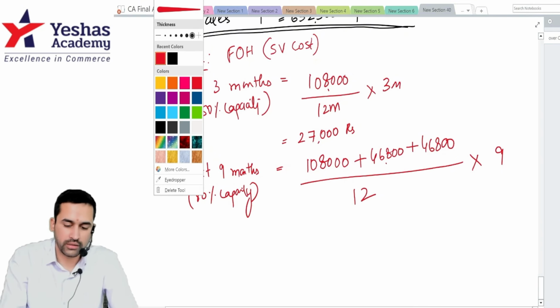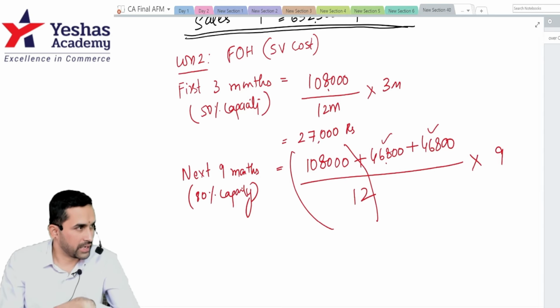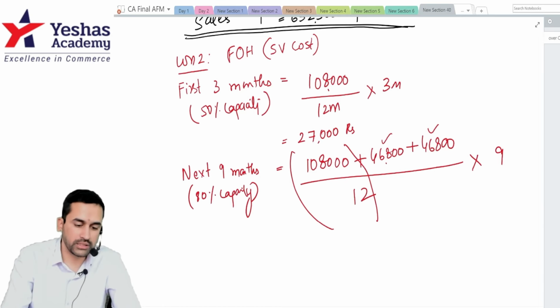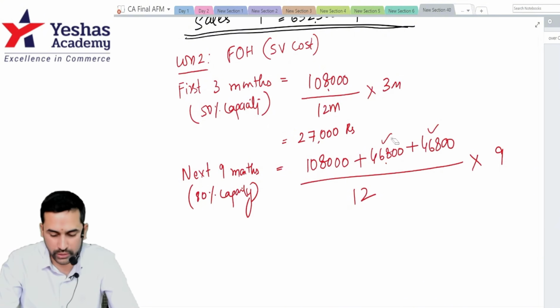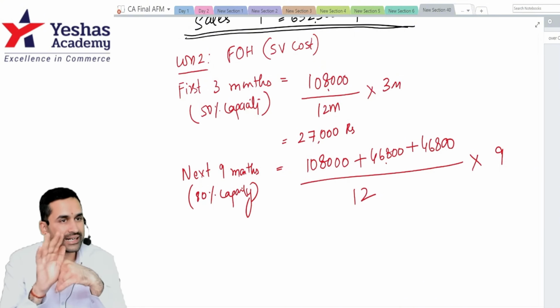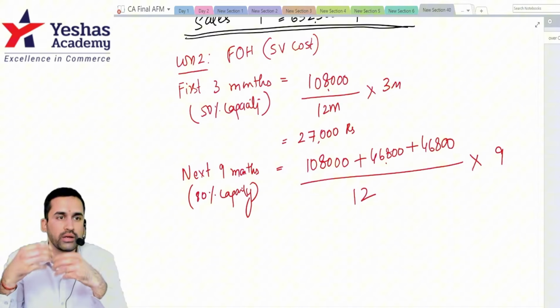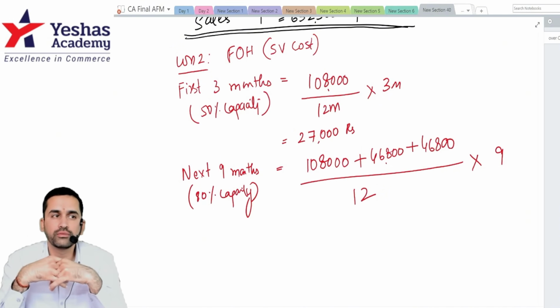Some of you are thinking only this I should divide by 12, and this and this I should not read properly. That is all per annum only, right? Which means calculator now. Slowly do it. 108,000 plus 46,800 plus 46,800. Read the number. 201,600. Explain what is 201,600.